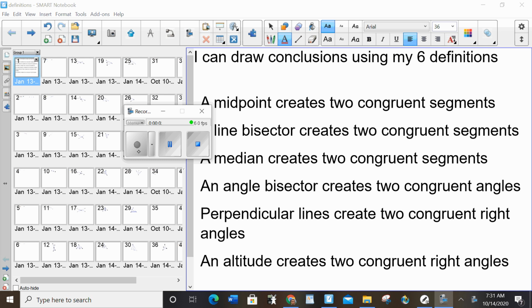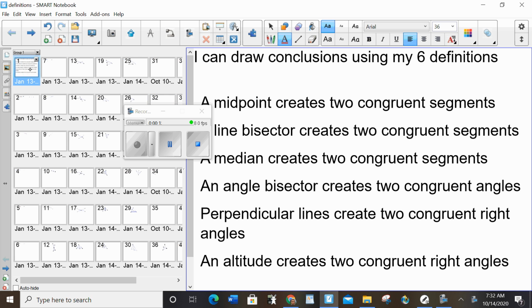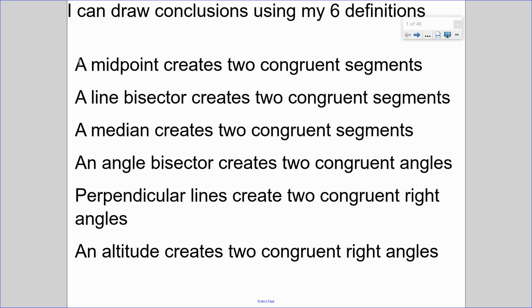Hello, a very important start to a very important unit. I can draw conclusions using my 6 definitions. My 6 definitions are given right here. So if you want to take a moment and maybe do a screenshot or copy these down, of course you have them in the front of your packet as well. We're going to talk about each of them. We're going to get practice with them, and then we're going to move on.